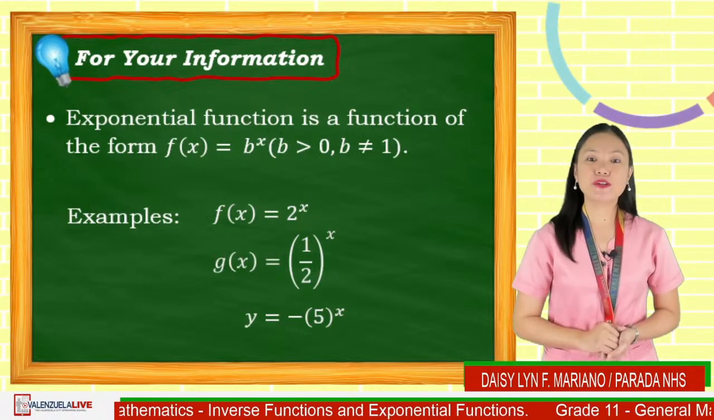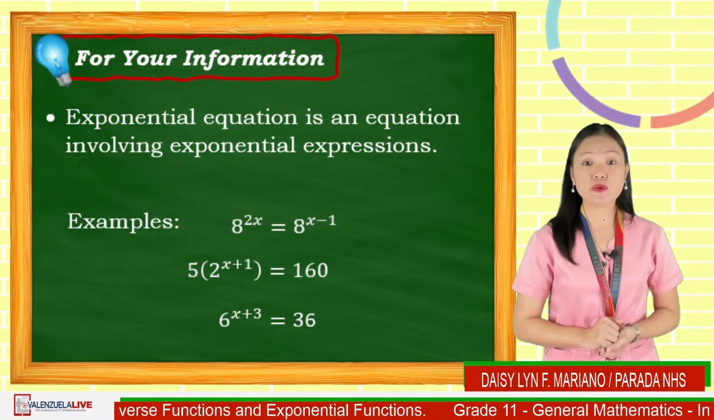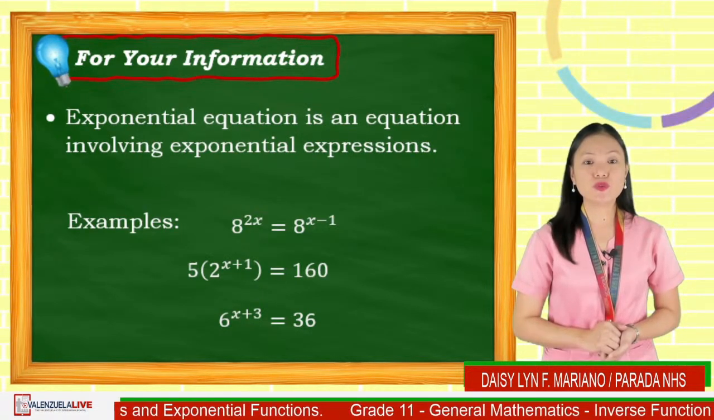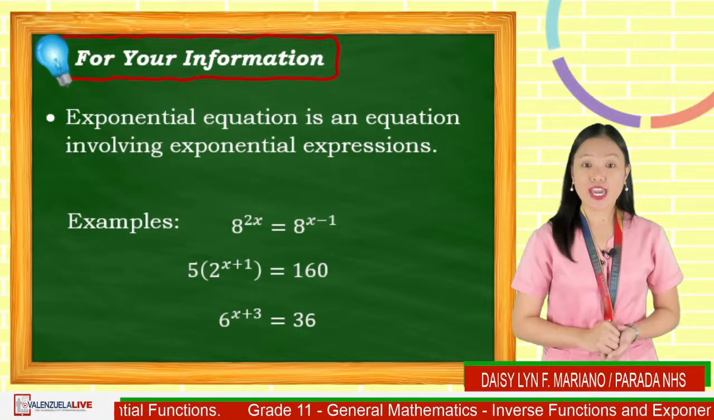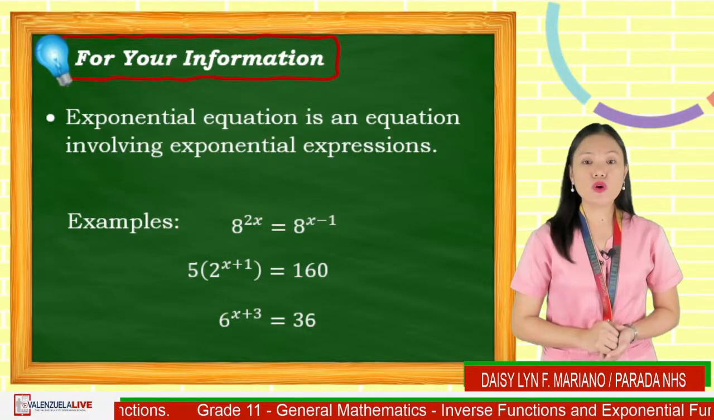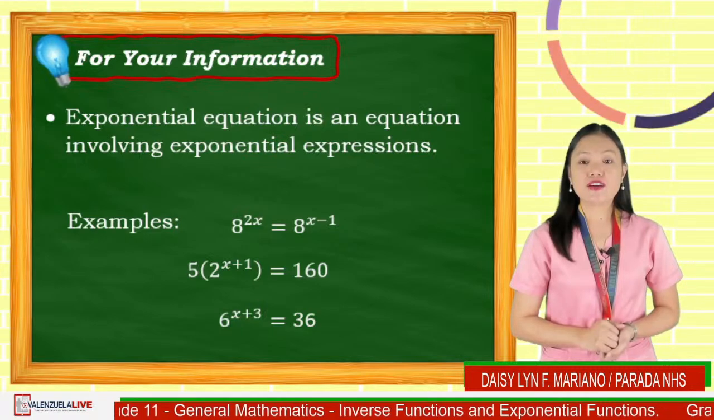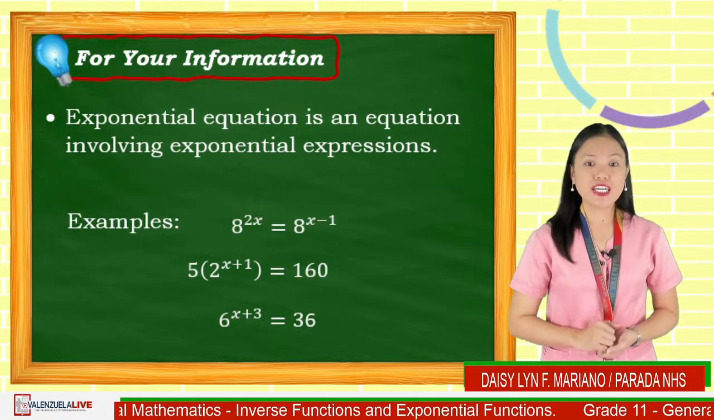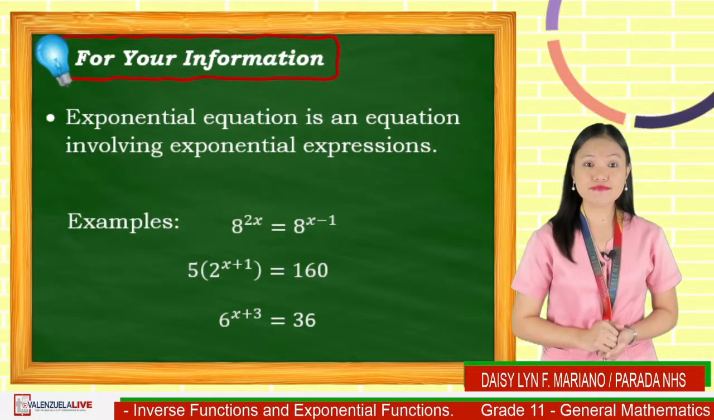Next, an exponential equation. It is an equation involving exponential expressions. Examples are 8 raised to 2x is equal to 8 raised to x minus 1. 5 times the quantity 2 raised to x plus 1 is equal to 160. And 6 raised to x plus 3 is equal to 36. Here, each of the expressions is an exponential expression.